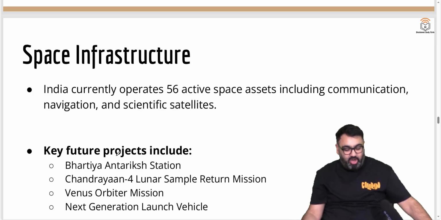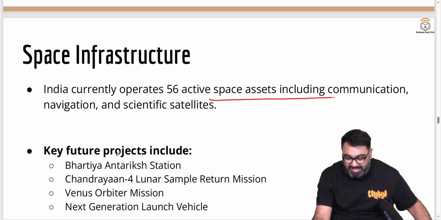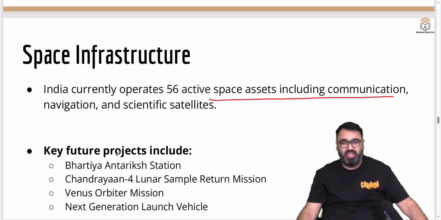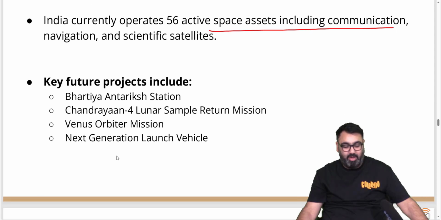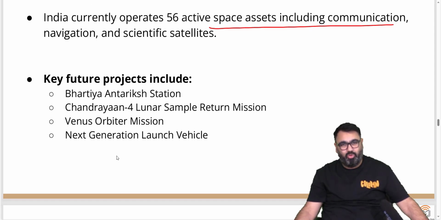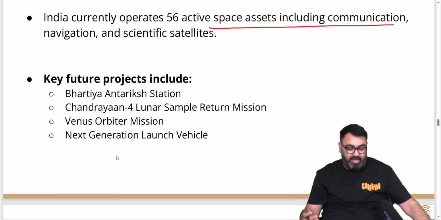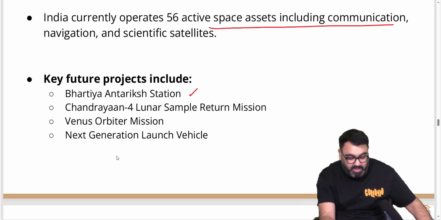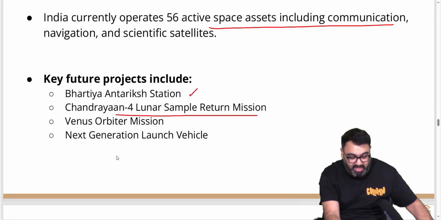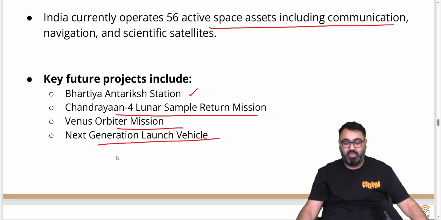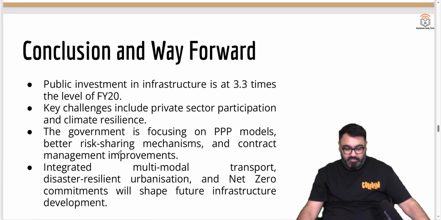Space infrastructure also saw an improvement. Right now, India operates 56 active space assets, including satellites for navigation, communication, scientific purposes. Other projects in space sector include Bharatiya Antariksh Station, Chandrayaan 4, Venus orbiter mission that we have been working on, next generation launch vehicle that we have been working on. All these have seen great progress through ISRO.